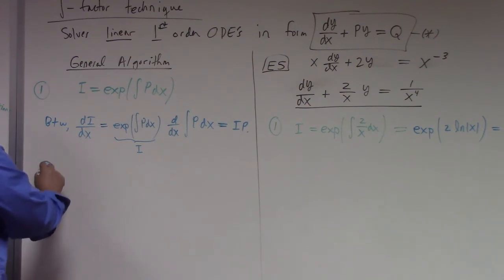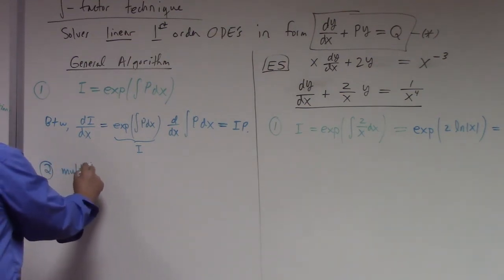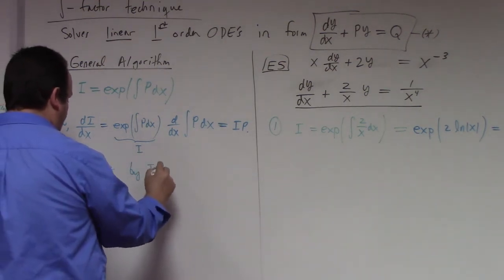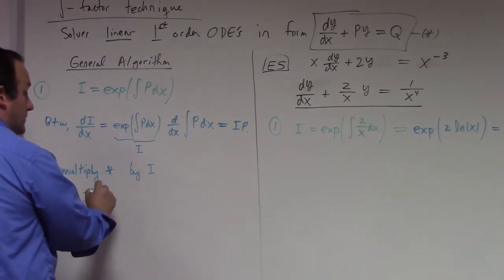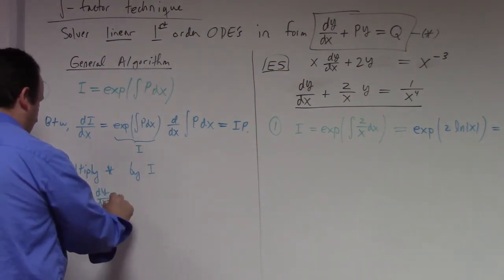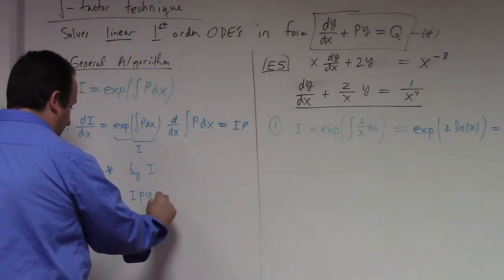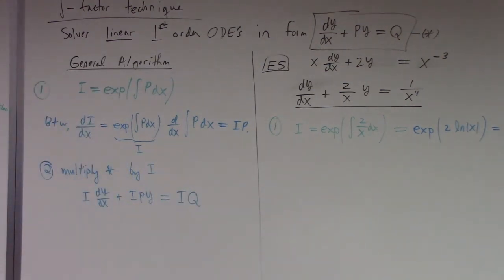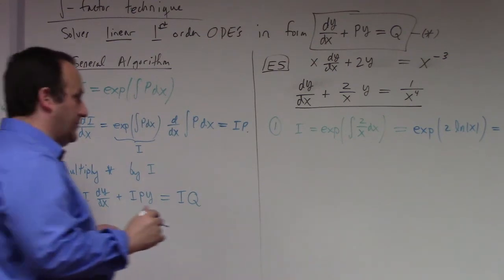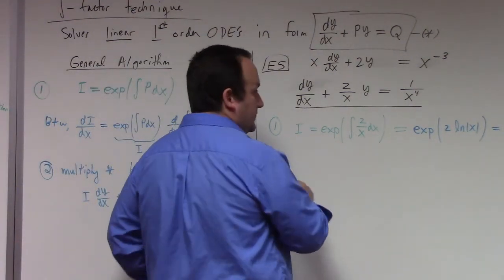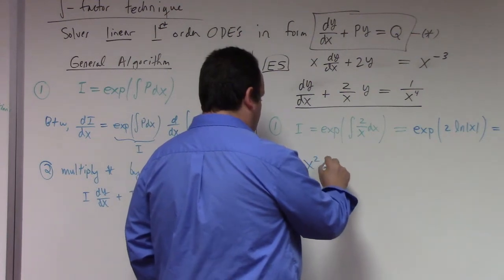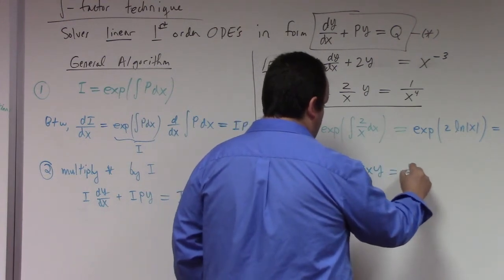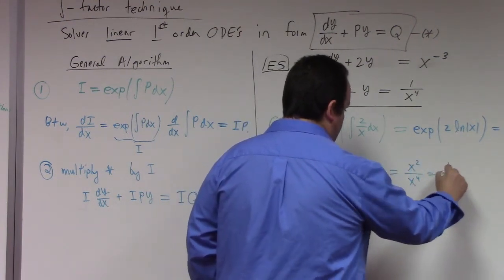Okay, so step 2 is to multiply the star equation by I. That gives me I dy dx plus I P y equals I Q. Let's do it for my parallel running example. Step 2, multiply. We get x squared dy dx plus 2xy equals x squared over x to the 4th, also known as 1 over x squared.